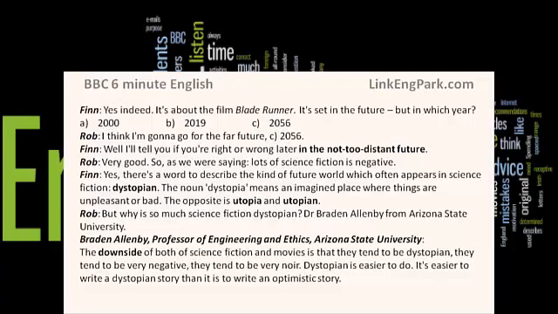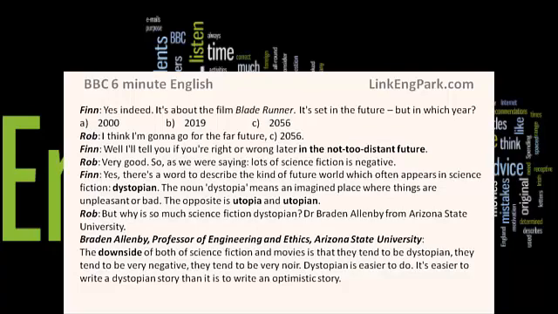Very good, Finn. So, as we were saying, lots of science fiction is negative. Yes, there's a word to describe the kind of future world which often appears in science fiction. Dystopian. Now, the noun dystopia means an imagined place where things are unpleasant or bad, and the opposite is utopia and utopian. Okay, but why is so much science fiction dystopian?